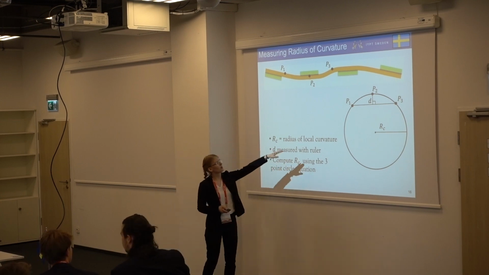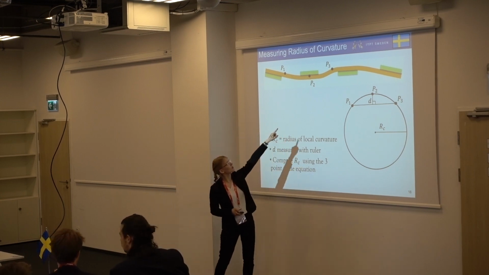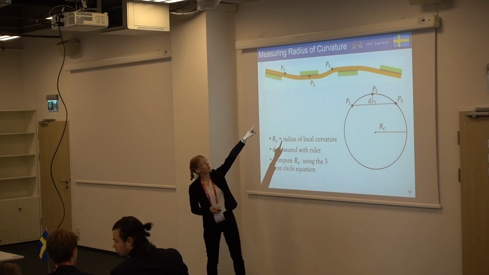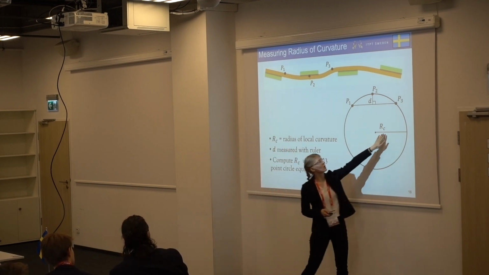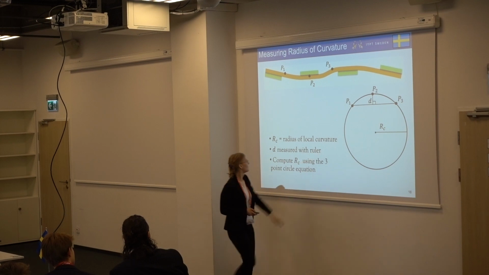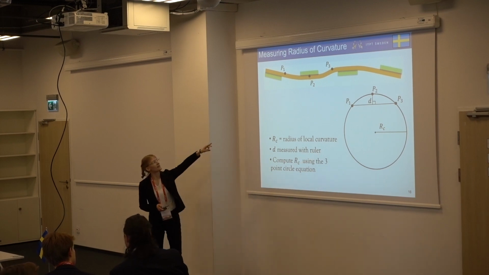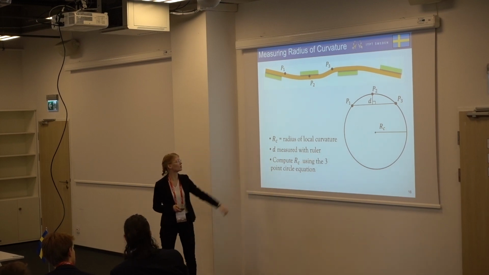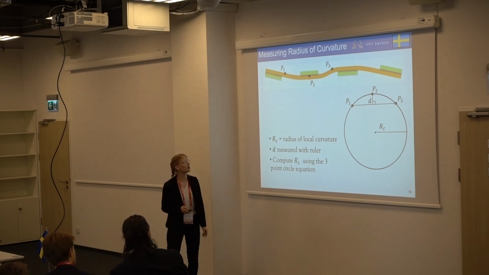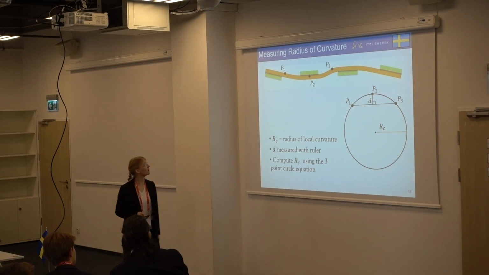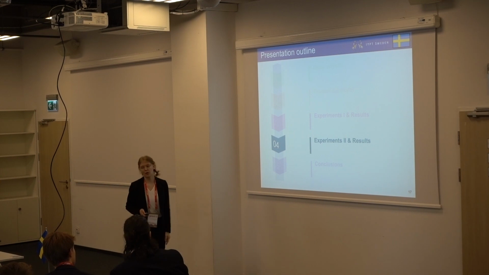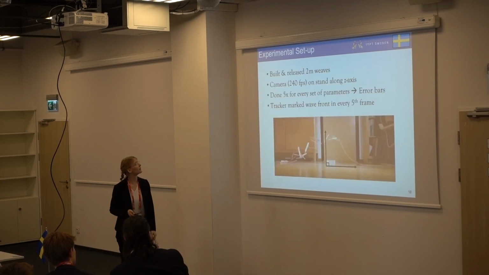The definition of the radius of curvature is that if we look at the local curvature at one point, then the radius of curvature will be the radius of that circle. We measured distance d, as seen here, with a ruler, and then computed the radius of curvature using the 3-point circle equation. Now on to our second set of experiments.